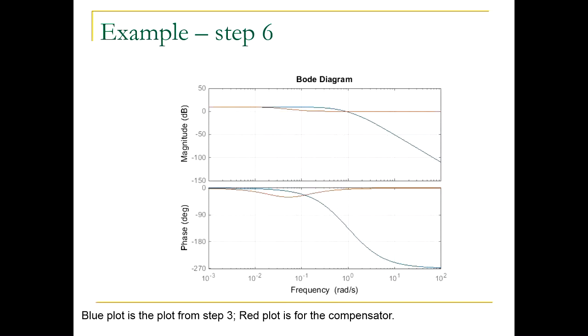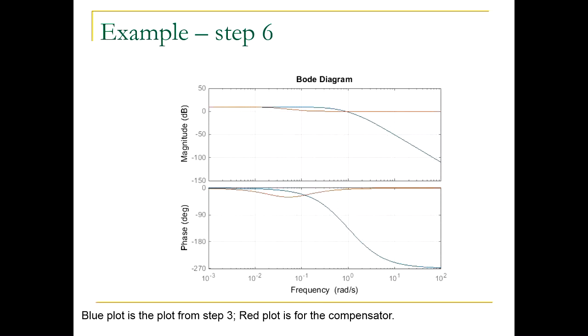So here is the Bode diagram for the compensator and for the plant. The blue plot is the plot from step 3 for the plant, and the red plot is the compensator plot. As I told you, and I emphasize this again, you need to be able to add two or more Bode plots. If you are given, for instance, plant and compensator plots, you should be able to add them in an exam situation.